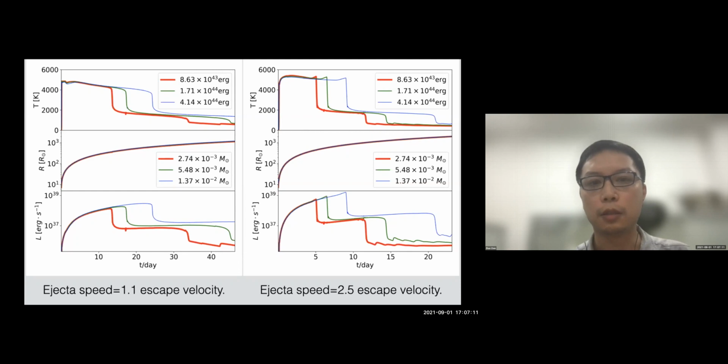The left panel and right panel have the same amount of mass and energy. The energy listed is the internal energy, not the total energy. The kinetic energy is one order of magnitude larger than the energy number.